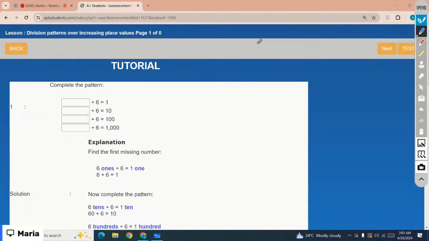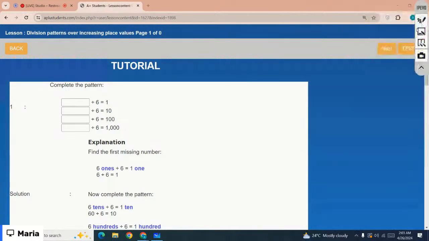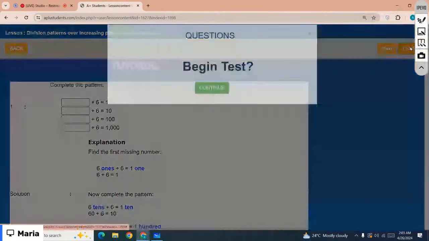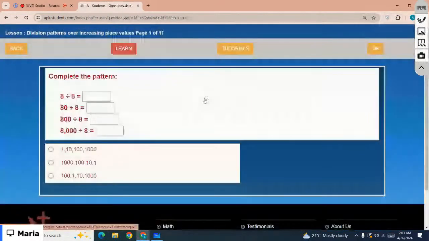Okay, let's start with the test questions. You can have a look at the tutorial by yourself, it is already solved. So let's start with the test questions. The first one is complete the pattern. 8 divided by 8 equals.